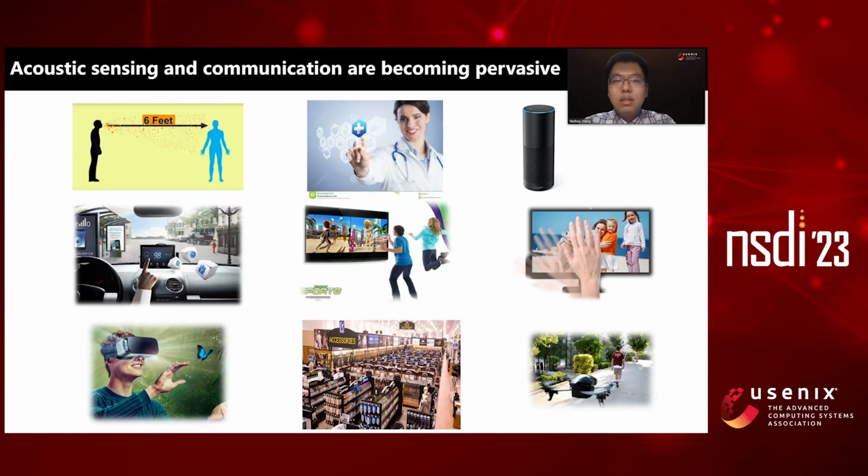Nowadays, acoustic sensing and communication are becoming really pervasive and popular, and there are a lot of related applications. For example, acoustic sensing has been used for human-computer interaction interfaces, and for healthcare, there are fall detection for the elderly and body function test applications. Acoustic sensing is also used in VR and AR areas and on drone platforms.